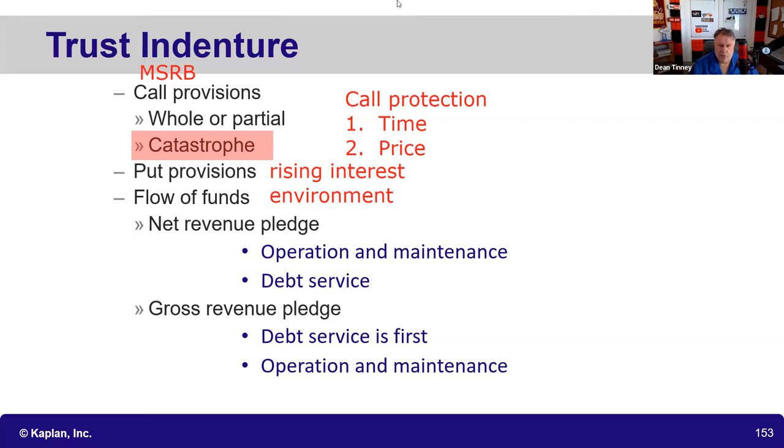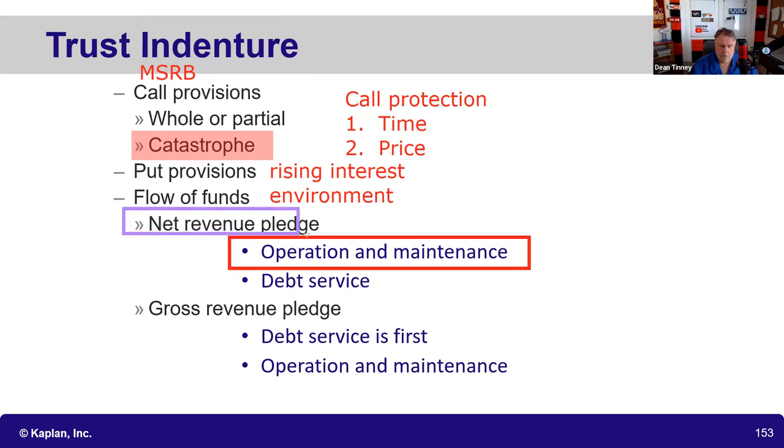The test question is which fund has priority? And you say on the test, operations and maintenance. And you always assume on the test net revenue pledge. Now, gross revenue would be penny wise and pound foolish. Because now as a bondholder, you're saying you want to be paid off the top. And the reason that's not smart is that if they can pay you the interest and principal, but the airport is falling apart, that ain't going to be bueno. So again, the test question is which fund has priority.